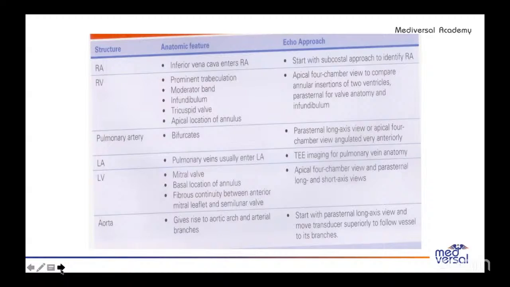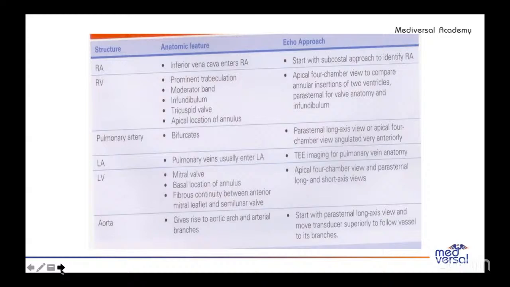LV, how will you recognize? Definitely the mitral valve will be there, and the LA and LV junction. And the basal location annulus, fibrous continuity between the anterior mitral leaflet and the semilunar valve. And the apical four-chamber view is the best to see the LV, and also the parasternal long axis and short axis.